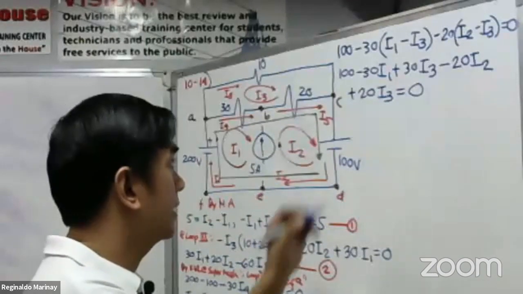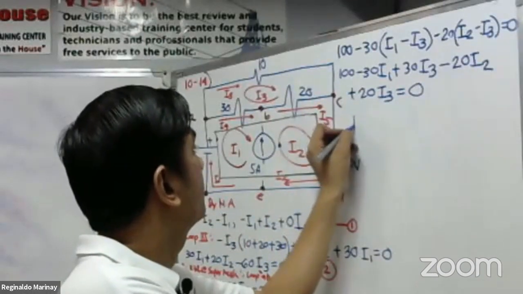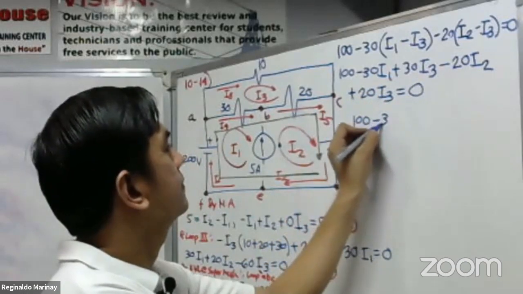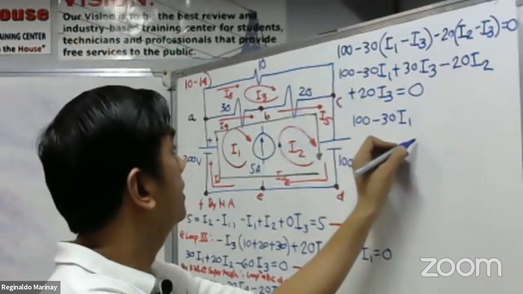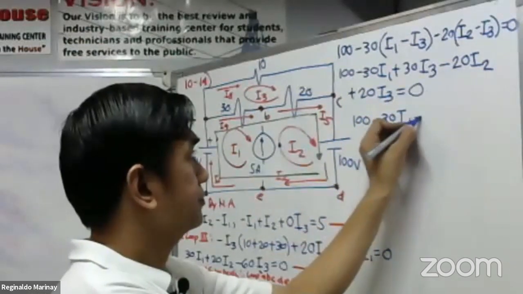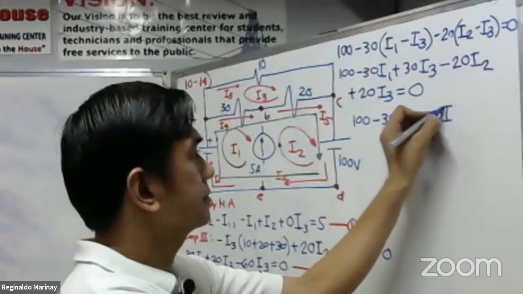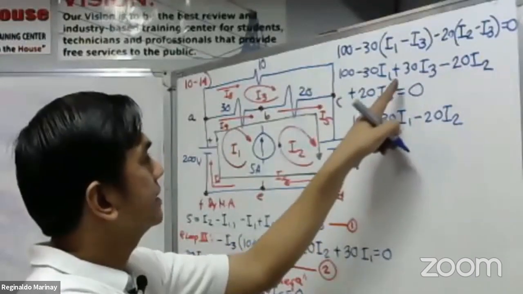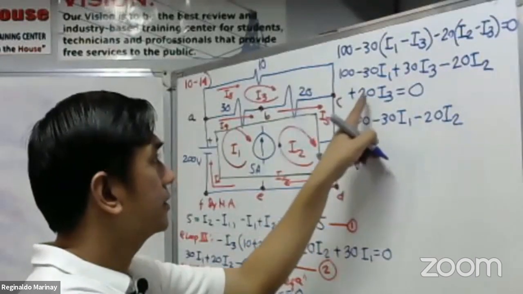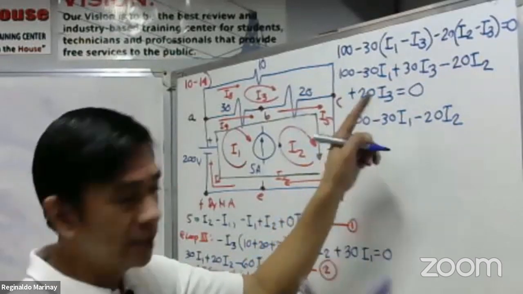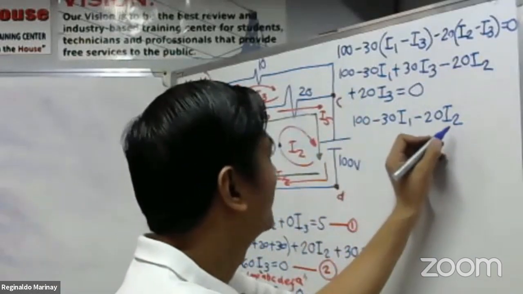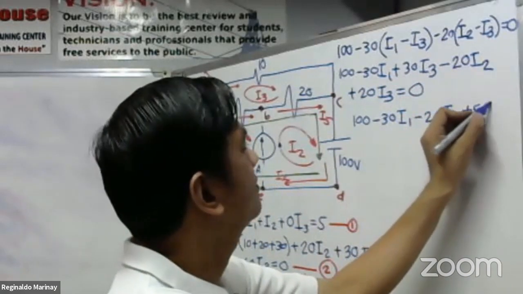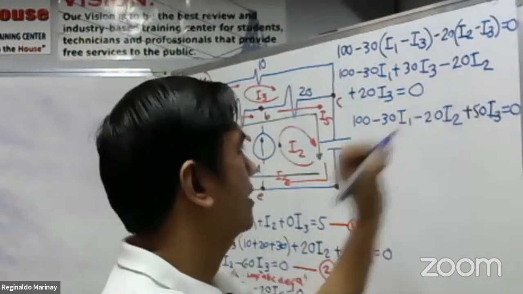Okay, let us simplify further. So we have here 100. We have negative 30 I sub 1. What about for I sub 2? Negative 20 I sub 2. What about for I sub 3? These two are I sub 3. So this is 30 plus 20. 30 plus 20, that is 50. So we have plus 50 I sub 3. That will be equal to 0.